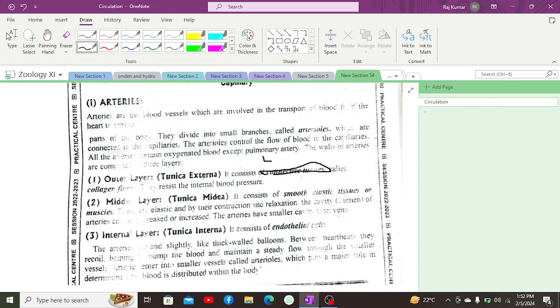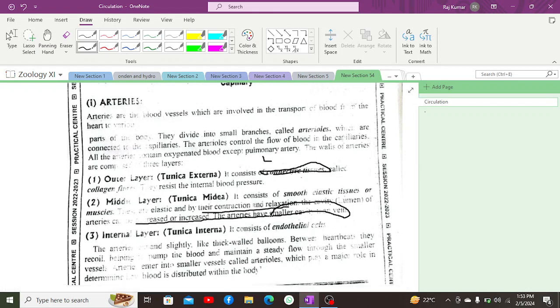And tunica media, the middle layer, is composed of smooth elastic fibers or muscles. They are elastic, and by contraction and relaxation, the cavity of arteries can be increased or decreased, which is known as vasodilation or vasoconstriction. The arteries have smaller cavities than veins, as well as larger blood pressure than veins.